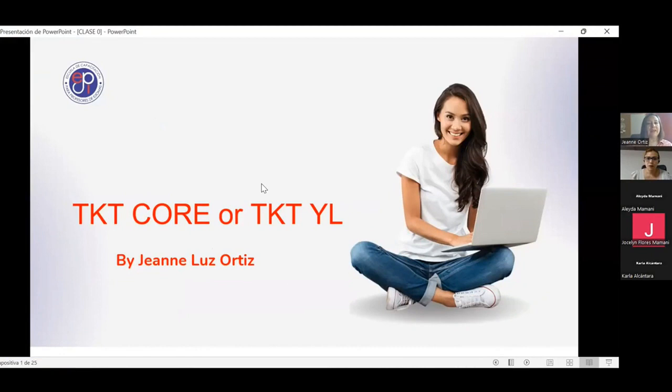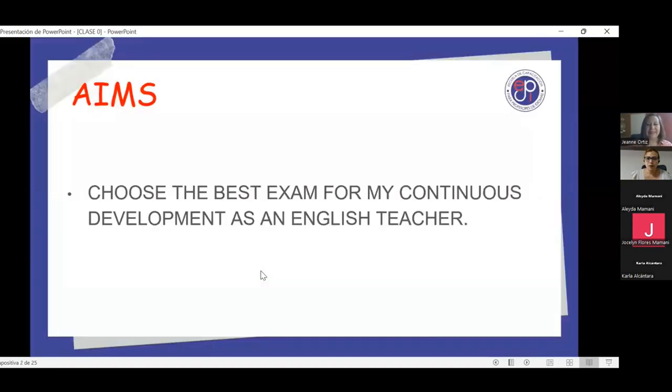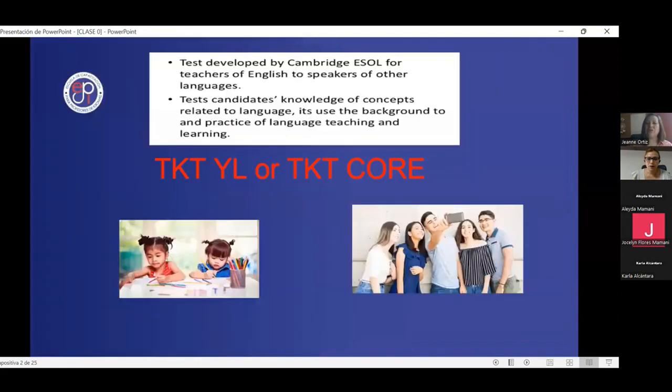Okay, TKT CORE or TKT YL? That's the question, right? To be or not to be? Okay, let's see. We have here today, this is our objective. Choose the best exam for my continued development as an English teacher. So I had to choose what is going to be memorable or remarkable in my CV, right? So we had this specific information.